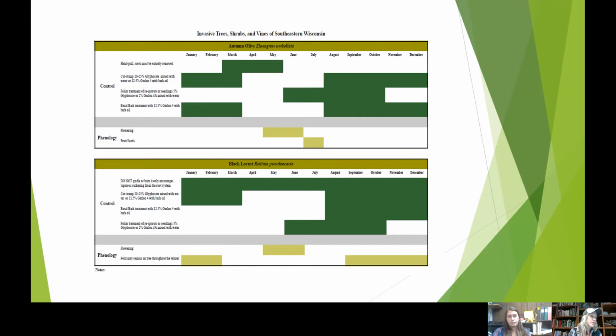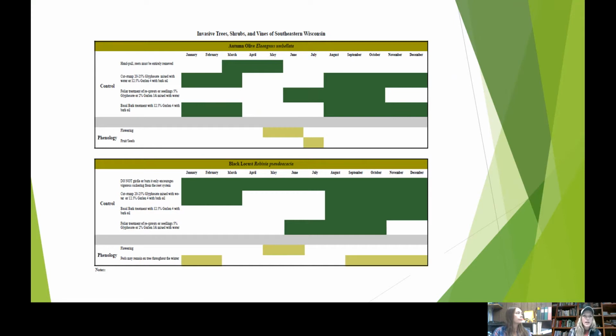So here's just an example of one of the resources we use when it comes to managing invasives. It's a quick reference guide, and this ties into the phenology of the species. So when are they blooming? When are they fruiting? When are they dormant? These are all things that you need to take into consideration when you're about to start managing invasives, because certain techniques are less effective at certain times of year or at certain life stages for invasives.